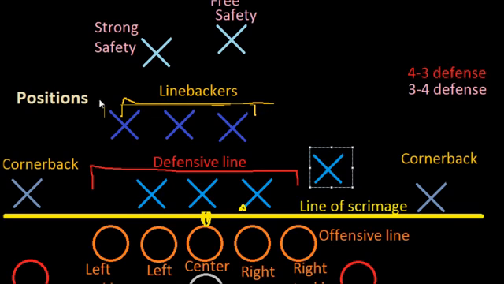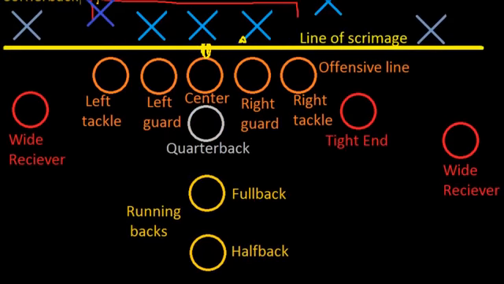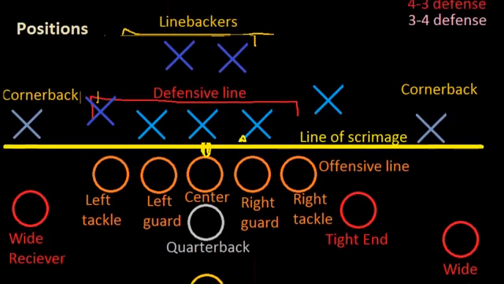Sometimes you'll see these guys come up here closer to the line. So technically, you still have 4 linebackers there and 3 defensive linemen, but overall that's the basic layout of the positions. So you have your safeties in the back, linebackers, your defensive line, your 2 cornerbacks on defense, and your guys on offense.